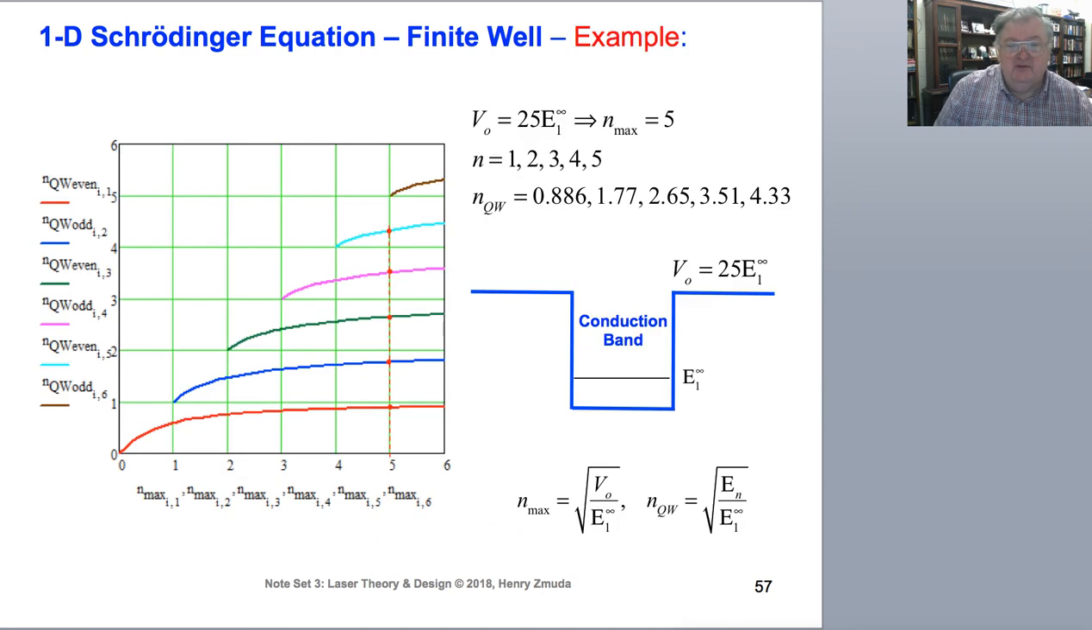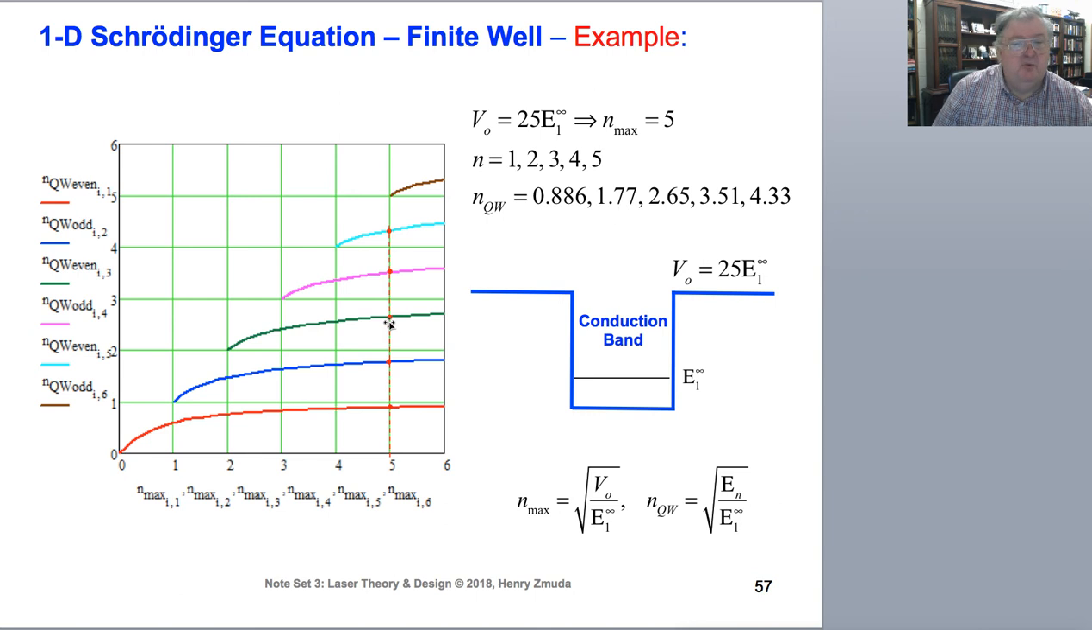This well is deep enough that I could support 5 energy levels inside here before I hit V0. So the first one is 0.886 right here. This one, read over across. You know, again, you do this with a computer. Maybe 50 years ago you would have done this with a graph like I'm doing here, but no one does that anymore, right?